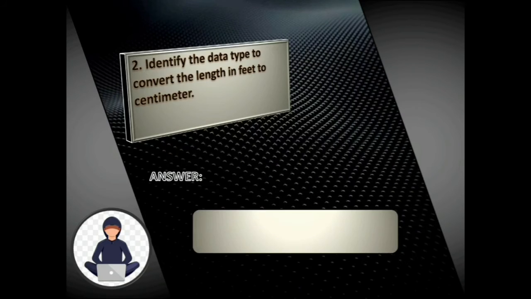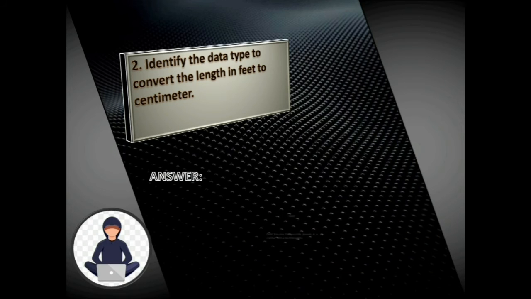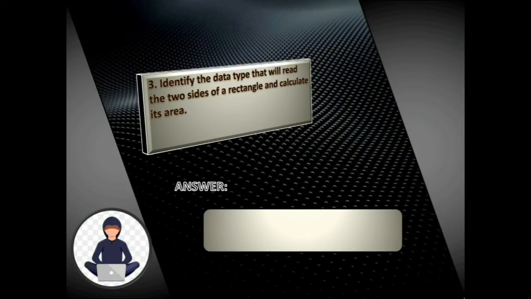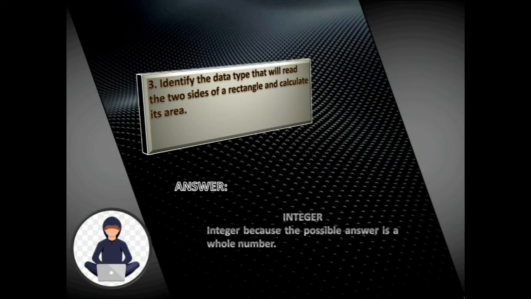2. Identify the data type to convert the length in feet to centimeters. The answer is float. Float because the possible answer is a number with a decimal point. 3. Identify the data type that will read the two sides of the rectangle and calculate its area. The answer is integer. Integer because the possible answer is a whole number.